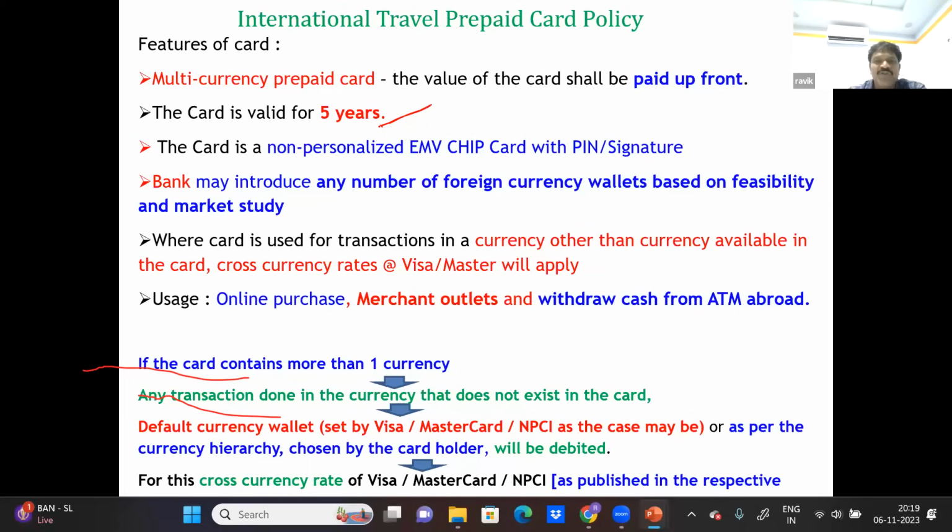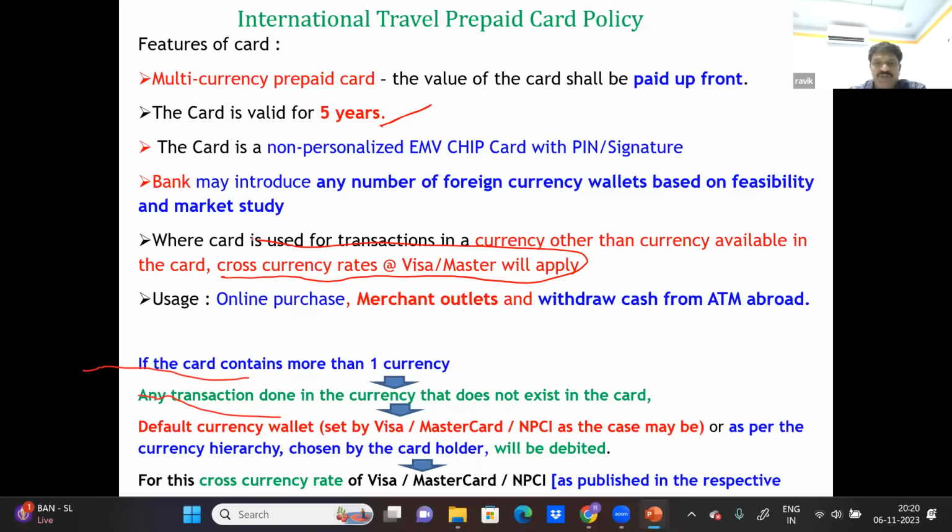When the card is used for a transaction in a currency other than the currency available in the card, for example, you have only dollars and you went to some country, China, where dollars are not accepted, it is possible to use it, no problem. The only thing is that cross currency rates will be applied by Visa and Master, and they will allow you to use it.